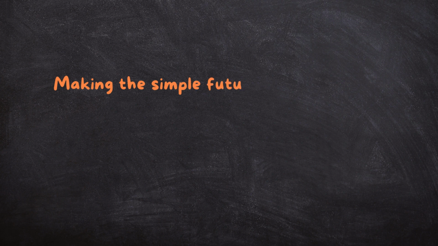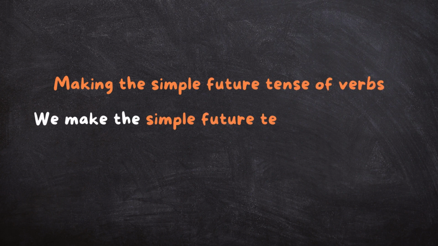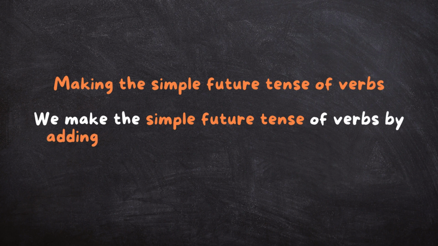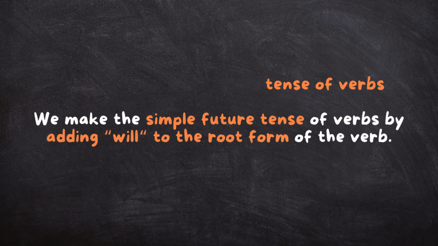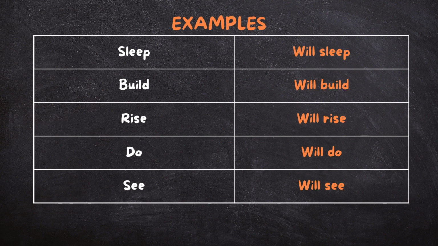Now let's see how we can make the simple future tense of verbs. We make the simple future tense of verbs by adding will to the root form of the verb. So examples are sleep, the future tense of it will be will sleep. Build, will build. Rise, will rise. Do, will do. See, will see.